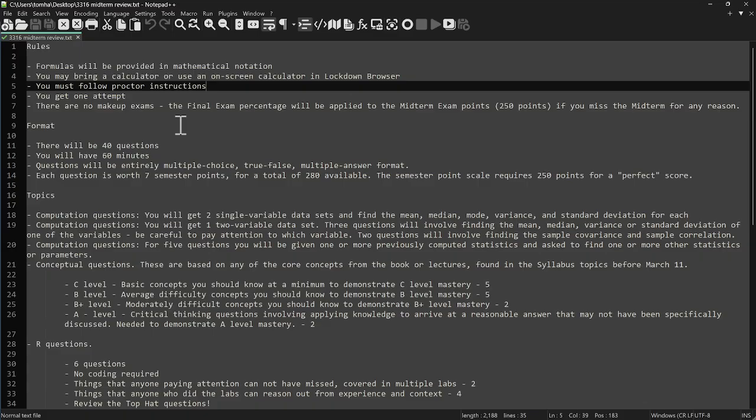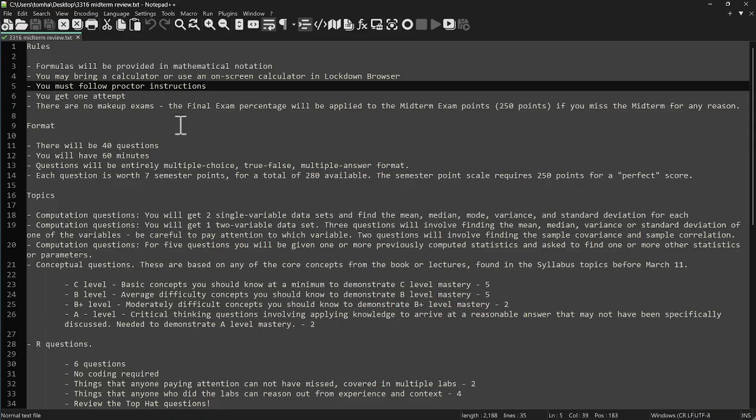The questions are entirely multiple choice, true/false, multiple answer format. Each question is worth 7 semester points for a total of 280 available. The semester point scale requires 250 points for a perfect score. So there are 30 extra points available. There's nothing specifically labeled as extra credit. It's just that there are enough questions at 7 points apiece that if you answer them all right, you're going to get more points than you need. And you do get those extra points. If you run above 250, you get extra points that count towards your full semester grade.